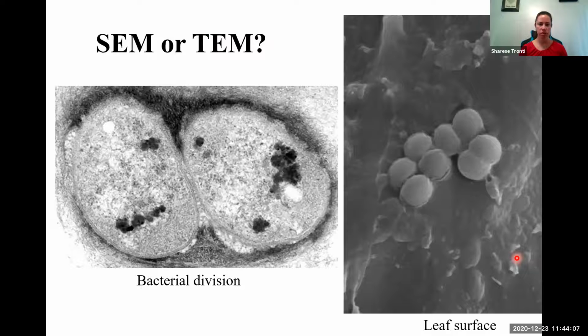So here's two pictures of electron microscopy. Here we can see that we're looking inside the cell, looking at DNA during bacterial division. So this is going to be transmission electron microscopy. Whereas here we're looking at the surface of this leaf. So that's going to be scanning electron microscopy.